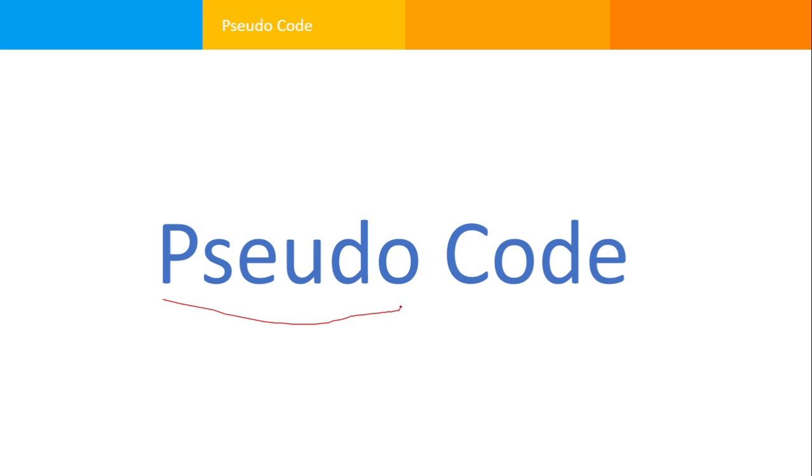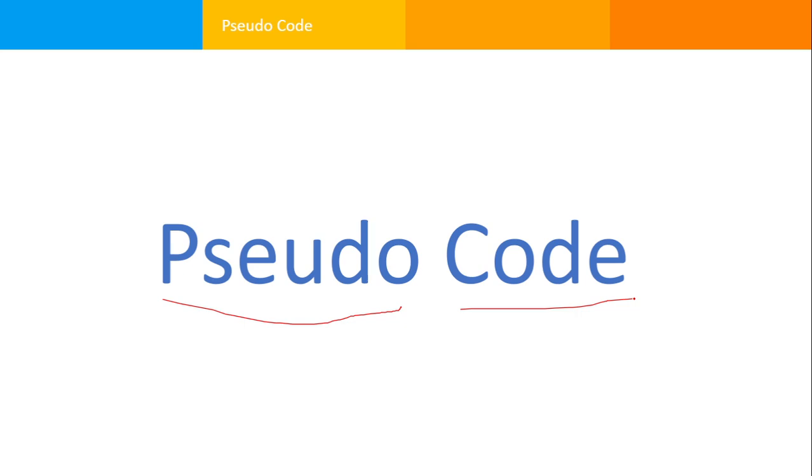Yeah, so we are looking at what? Pseudocode. Now, when we say pseudocode, what does it mean? It is basically a high-level description of a computer program or an algorithm that uses natural language constructs to represent program logic.